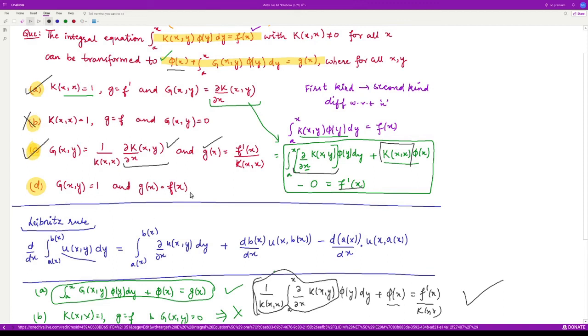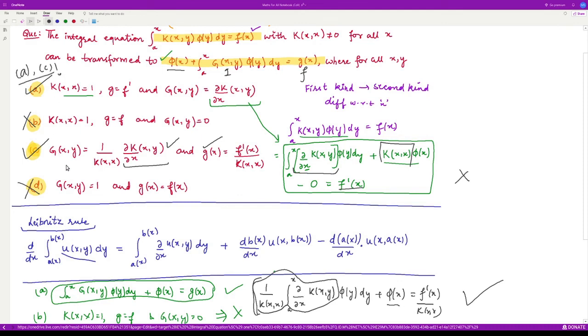And what about the last option? They are saying g(x,y) is equal to 1. That means this whole term becomes 1, and g is equal to f, so this becomes f. Now can you see, are they equal? Phi(x) plus integration from a to x phi(y) dy is equal to f. This is not the case in our equation. So this is also not the correct option. So the only correct options are A and C.